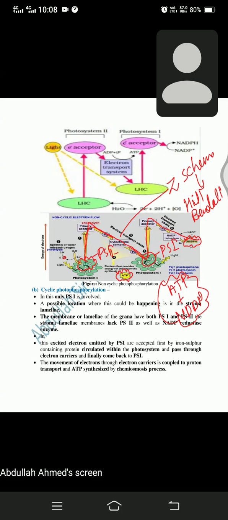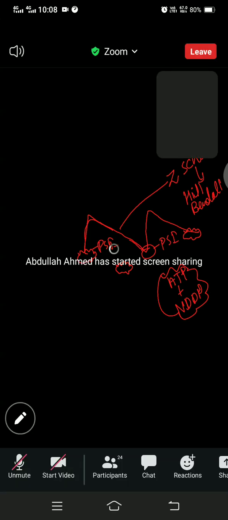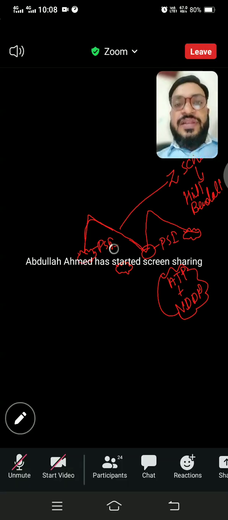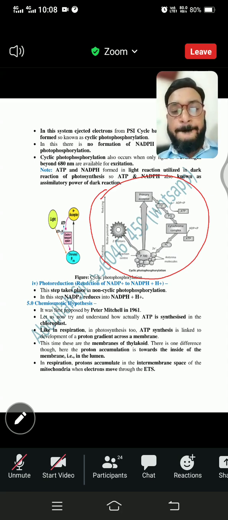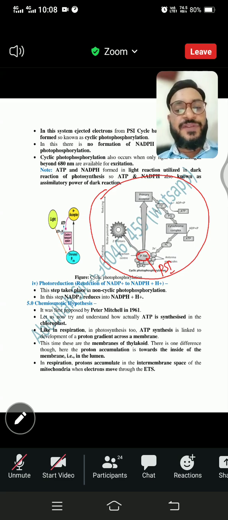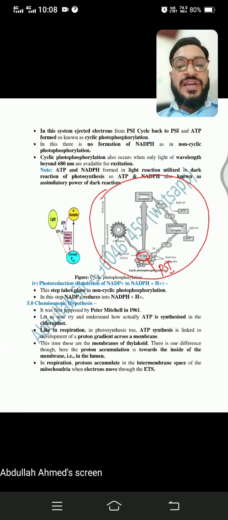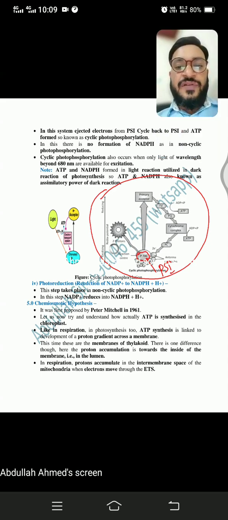Like you all see in this diagram, this is the example of cyclic photophosphorylation. In cyclic photophosphorylation, only one photosystem is involved. Here P700 is written. What is the meaning of that? PS1. Sunlight will come, photoexcitation of chlorophyll A will happen in the reaction center of PS1, and ejection of the electron will happen.